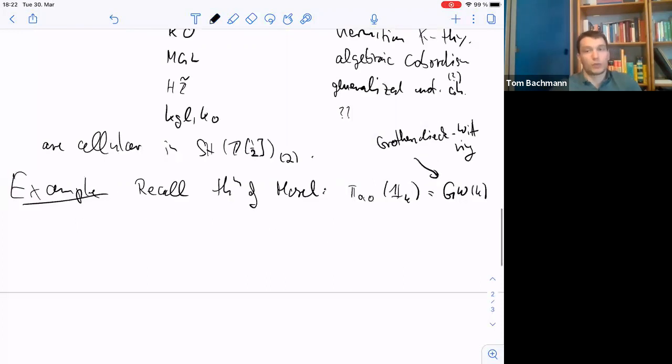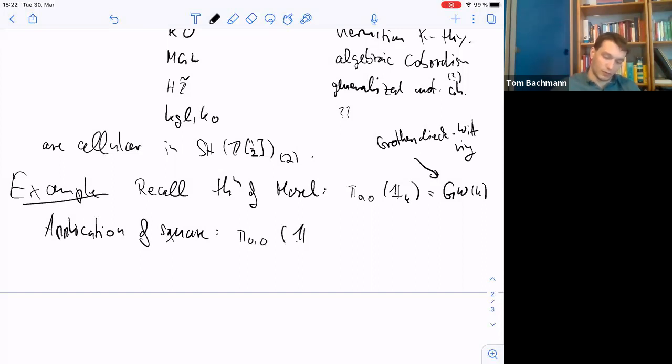And so the conclusion is that one can prove that you get the expected answer too, locally. So an application of this is that if you do pi 0, 0 of the sphere over Z[1/2], and if you now localize that at 2, what you get is the Grothendieck ring of Z[1/2] localized at 2.